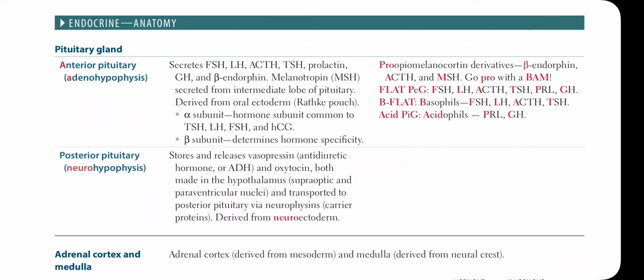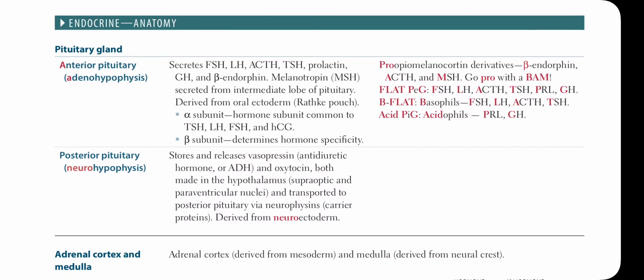with the mnemonic GoPro with BAM. So GoPro, that is the pro-opiomelanocortin derivatives, BAM. So beta endorphins, A for ACTH, and M for MSH. MSH is the melanotropins, which is released from the intermediate lobe of pituitary.